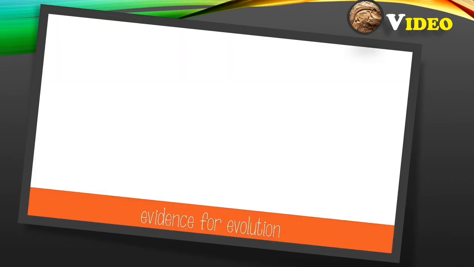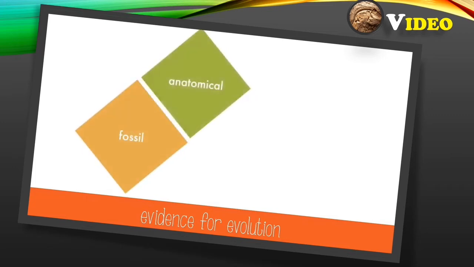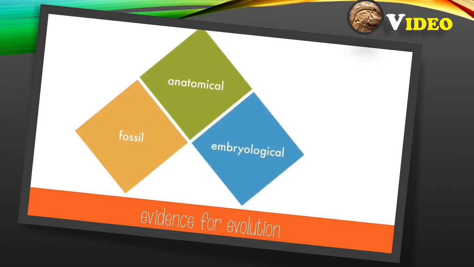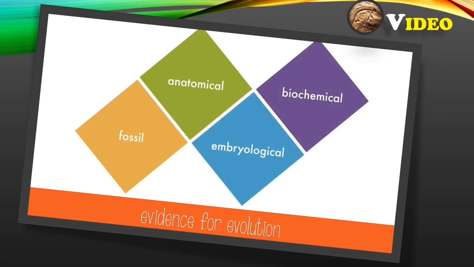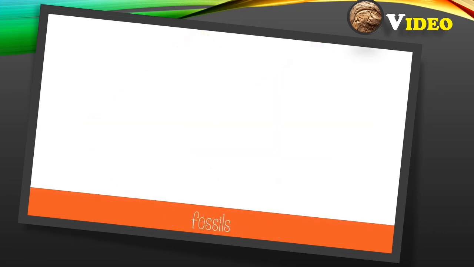There are four major categories of evidence for evolution: fossil evidence, anatomical evidence, embryological evidence, and biochemical evidence. Let's look at fossil evidence first. Fossils are often used as evidence for evolution.